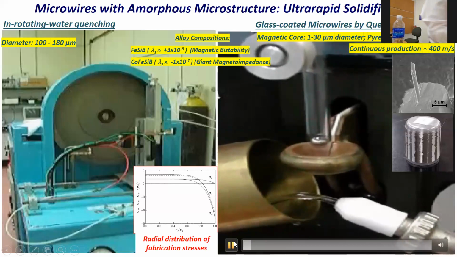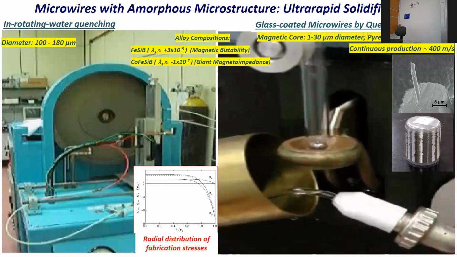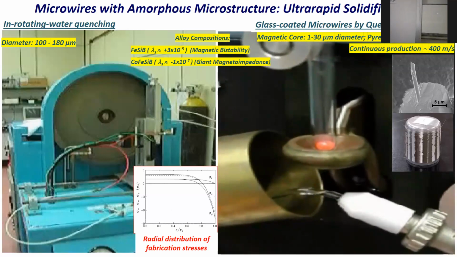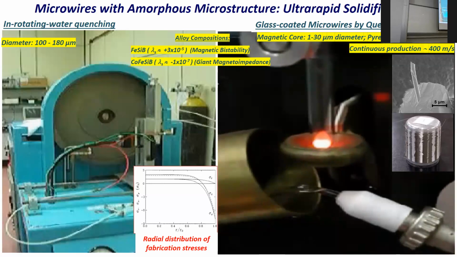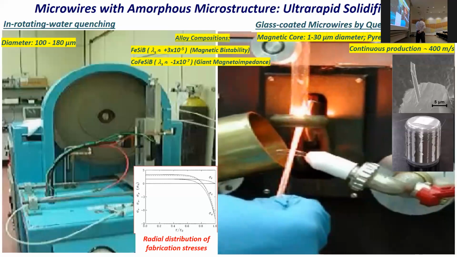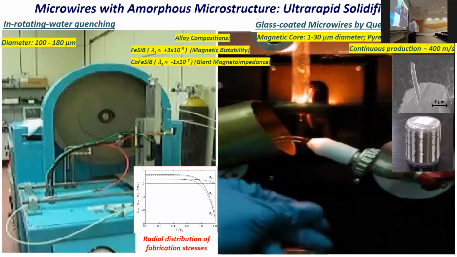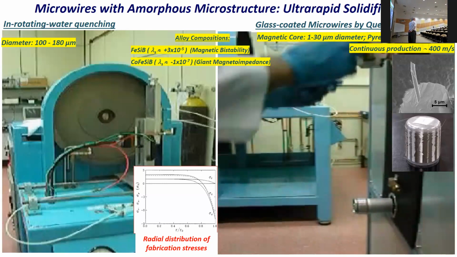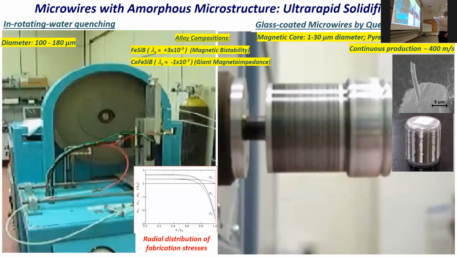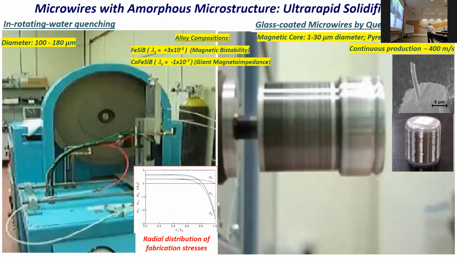Okay, you see, there is a pyrex tube. Inside, we have a polycrystalline alloy of the sample, iron silicon boron. We heat with the induction coil. We heat the metallic mother alloy until it gets very viscous at around 1200 degrees centigrade. And then we have a water jet to increase the solidification process. And also we need a very skilled person drawing down the material. But finally we get, in a continuous way, these amorphous microwires at the order of 400 meters per second.